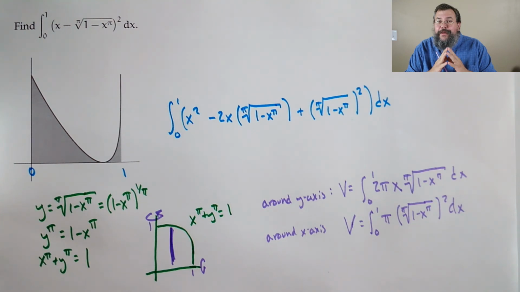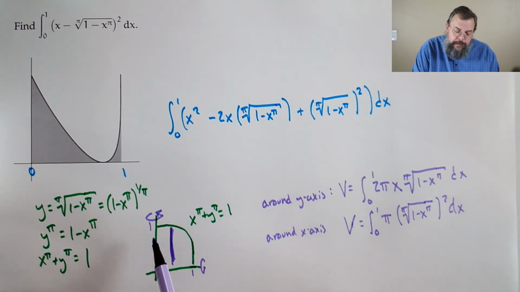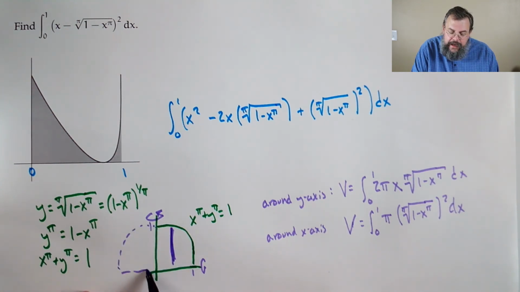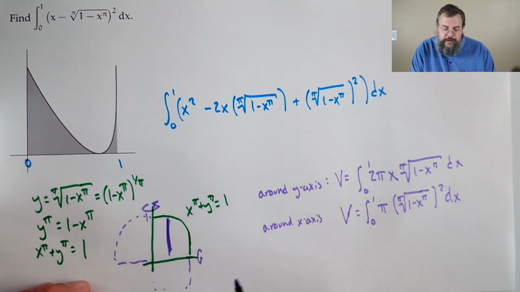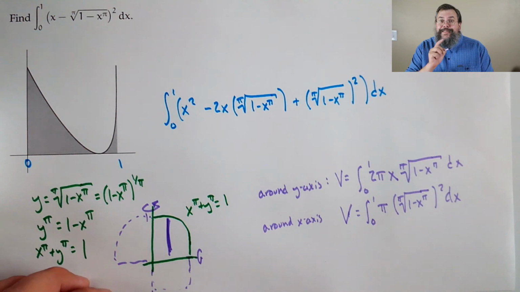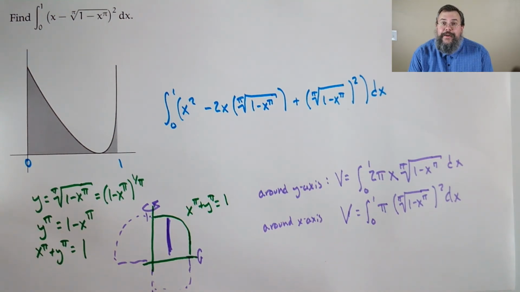What's true about these two volumes? Now, in one case, we spun around the y-axis. In the other case, we spun around the x-axis. What's going to be true about the two volumes that end up? Well, look at our shape. And this is the key idea. Do you notice anything about this shape?